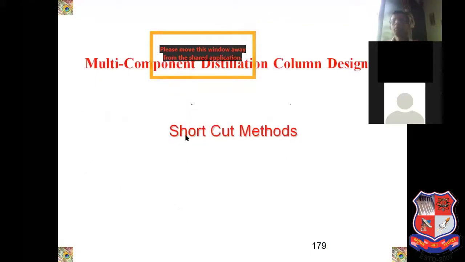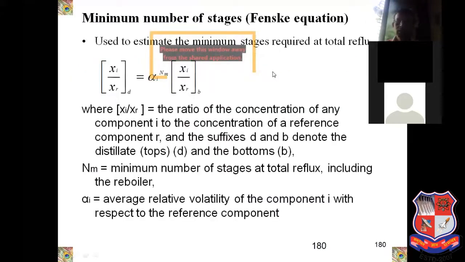So what do you mean by multi-component? Whenever more than 2 components come into the picture, maybe definitely 3, 4, 5, 6, whatever are there, then you can use this method. Shortcut, from the name itself, means it is not a rigorous method. We are not going to have all the parameters, but some basic parameters we can identify and calculate in a very simple way.